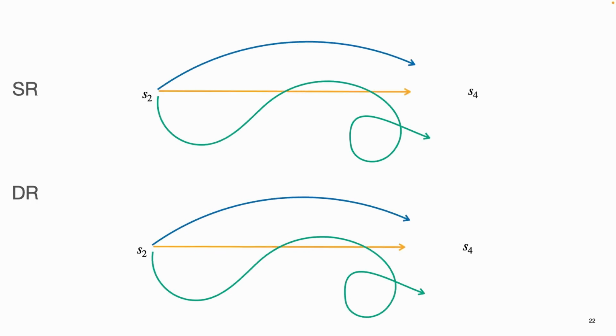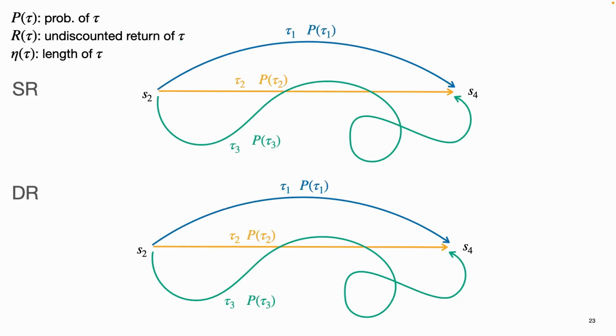So now we have two states, S2 and S4, and we can enumerate all the trajectories going from S2 to S4. For simplicity, let's assume that there are only 3 trajectories. Those are the 3 trajectories going from S2 to S4, and there are different statistics of these trajectories. For example, we can have the probability of following a trajectory. Here we are assuming that both representations are computed with respect to the uniform random policy. So p tau here would be the probability of this trajectory under the uniform random policy and the transition dynamics.